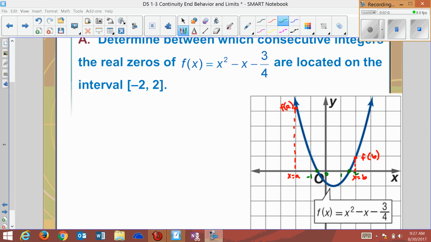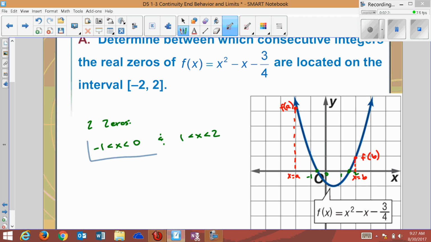Here's how you would write that. You'd say the 2 zeros are found, plural, 2 zeros are found between -1 and 0, and the other is between 1 and 2. And that's how you would write that. That's where our 2 zeros are located, between those two intervals. Okay?